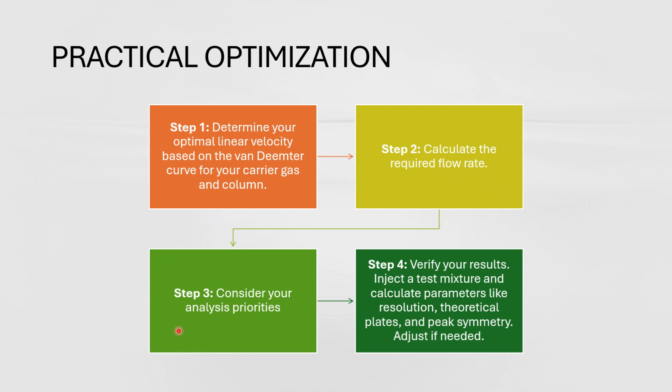Now the third step is to consider your analysis priorities. If you need maximum resolution and have time, operate at optimal velocity, the bottom of the Van Deemter curve. If speed is critical and you're using hydrogen, you can operate at higher velocity with minimal efficiency loss.